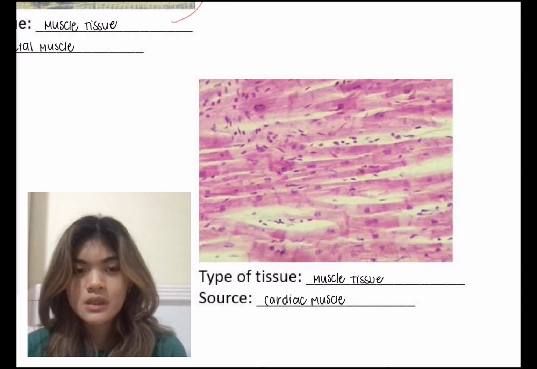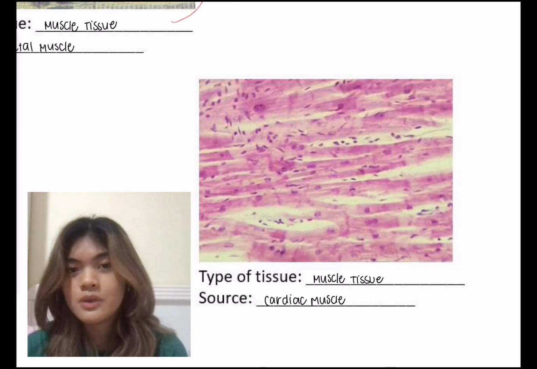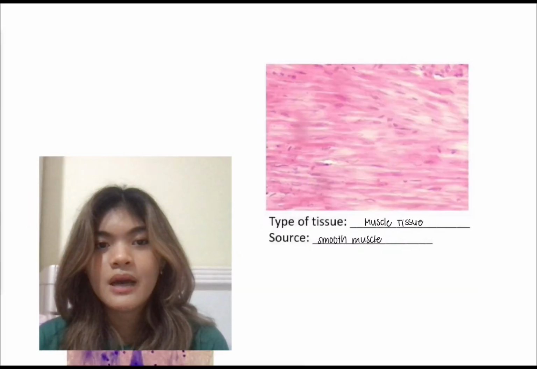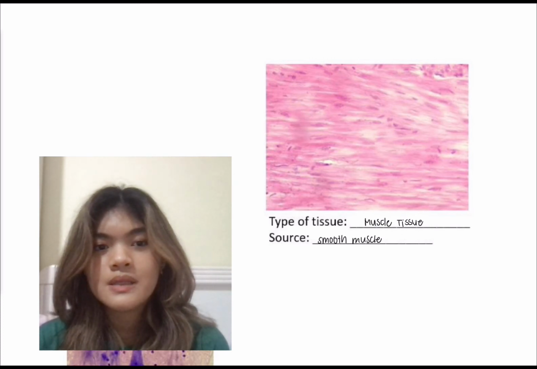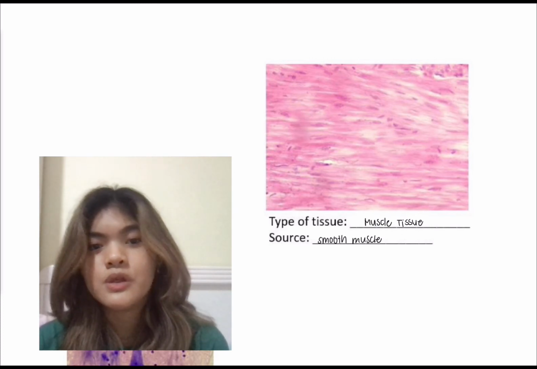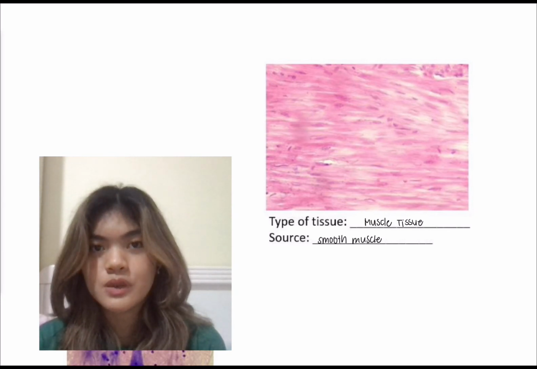Then we have the muscle tissue of cardiac muscles. The stripes are much more visible here compared to the skeletal muscle. Then we have the muscle tissues and the smooth muscles. We can see that they are significantly smoother compared to the two other muscle tissues.